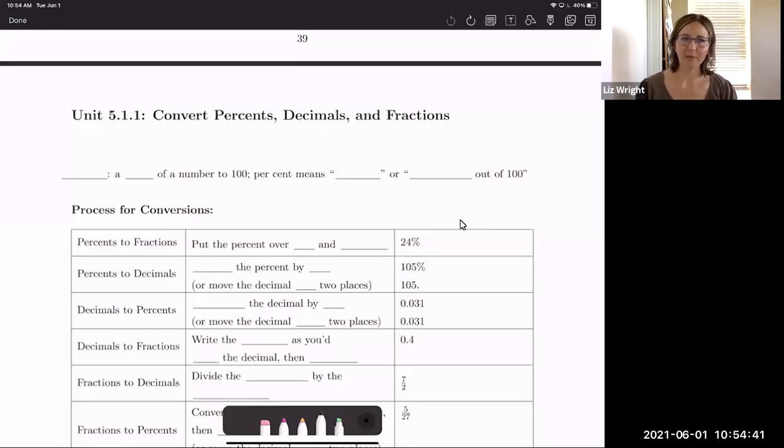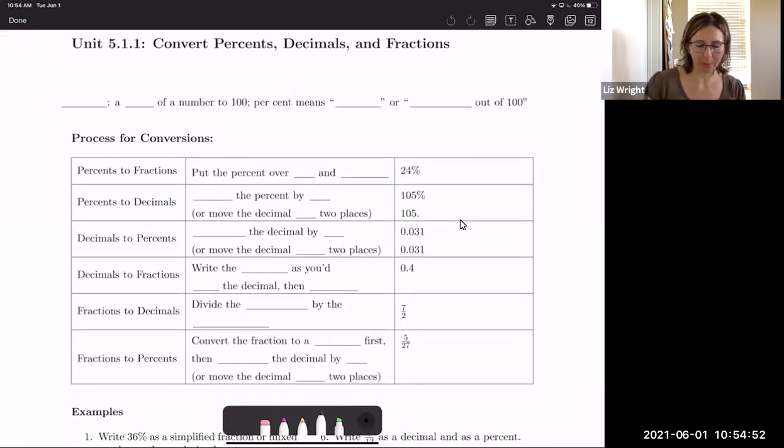Hi, everybody. In this video, we're going to be talking about Unit 5.1.1, which is converting percents, decimals, and fractions. And the first thing we're going to do is, guess what? A definition. So we're going to talk about the word percent first for this first blank.